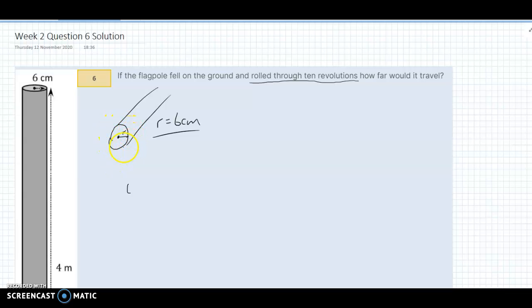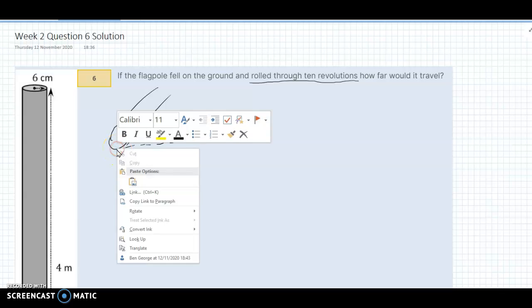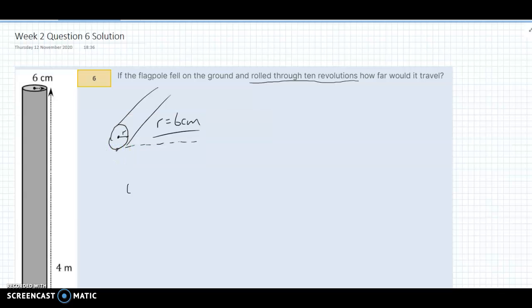And one lap, if it rolls around once, will be one length of the circumference. If we do one revolution, it'll be one entire lap of the outside. Say you take this point here, the bottom of the wheel, and you roll the thing one whole lap until that point comes back to the ground again. Well, that'll be one circumference.